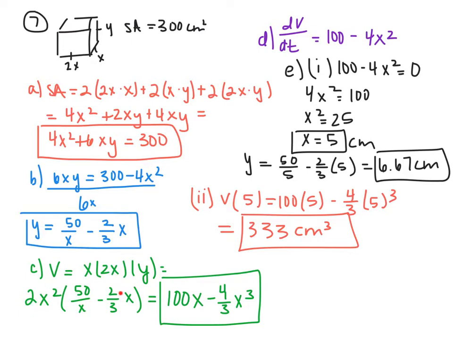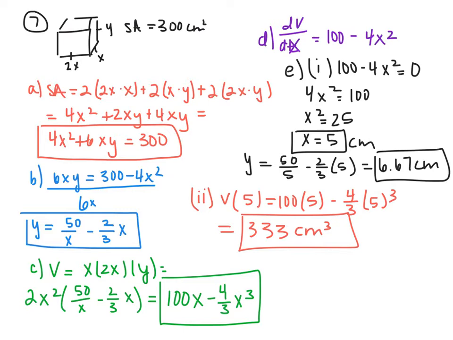And then distribute your 2x squared in, you get 100x minus 4/3 x cubed. Part D wants us to find dv dx, not dv dt, which is the derivative of the volume with respect to the x coordinate. So bring your power down in front, you get 100 minus 3 times 4/3, which is just 4x squared. Part E wants us to maximize the volume of the box.